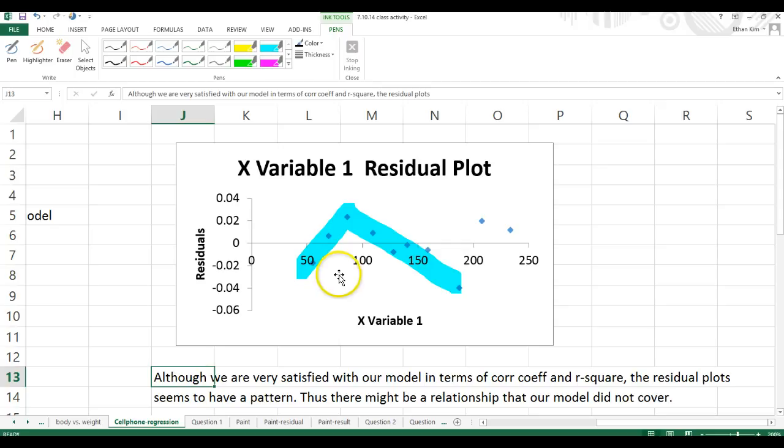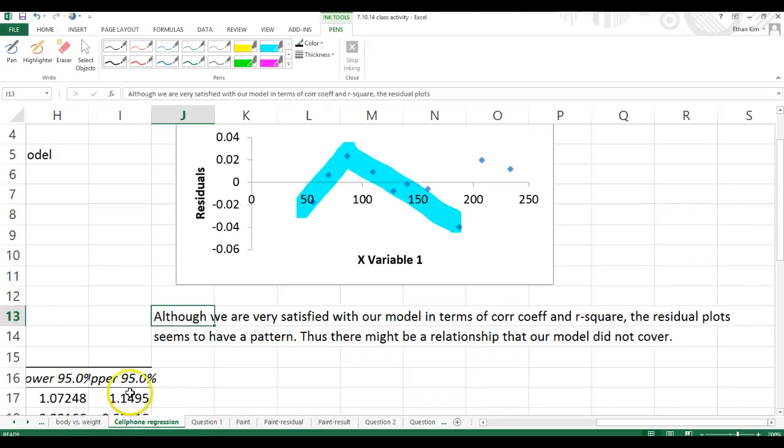So you can say that there's a pattern in the residual plot. So although we are satisfied with our model in terms of correlation coefficient and r square, still it's not perfect. It's very disappointing to see a pattern here. Okay, so that's how you would do it.